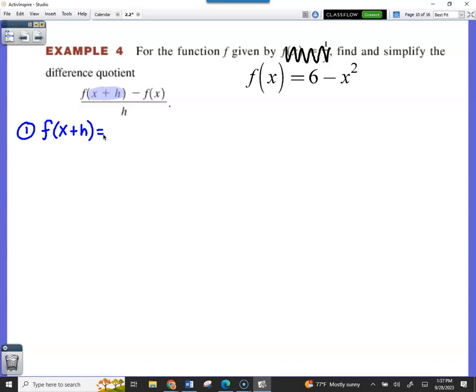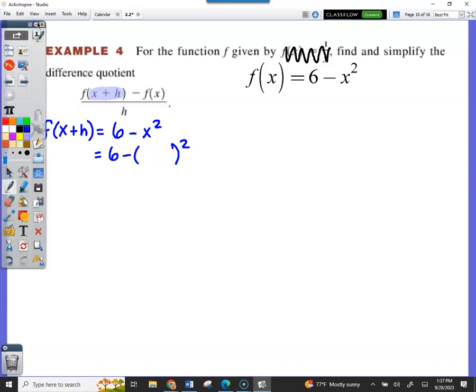Maybe this will help. Okay, so I'm going to copy the formula for f, which is 6 minus x squared, and I'm going to beep out the x. Beep. And in the beep, I'm going to put what? x plus h. And then now I'm going to clean it up. You do have to clean this up. You cannot just leave it like that.